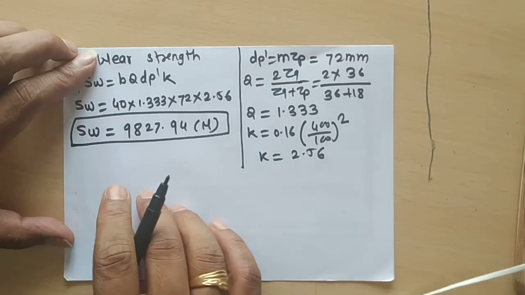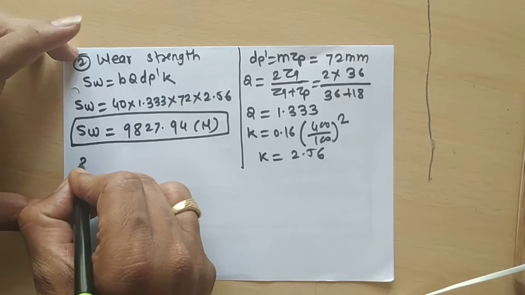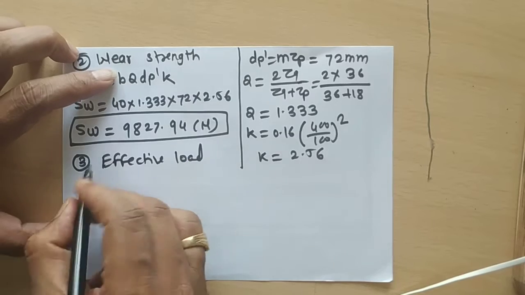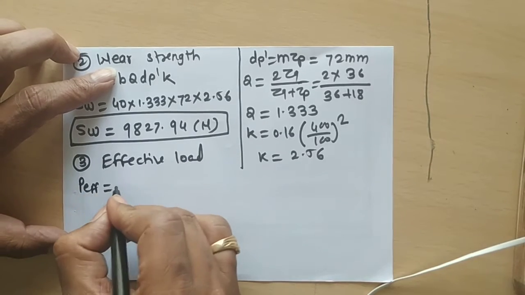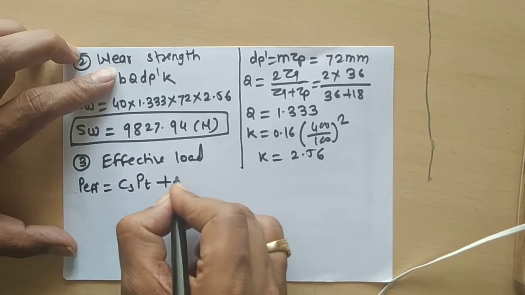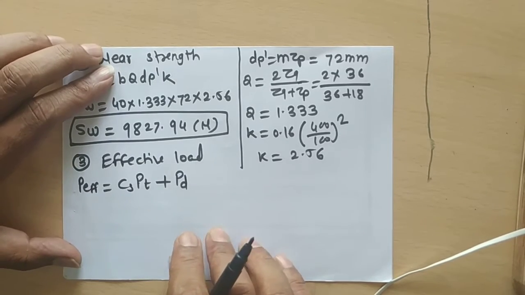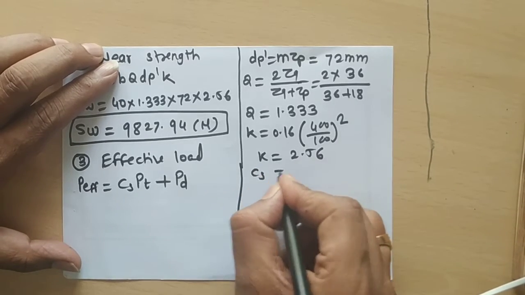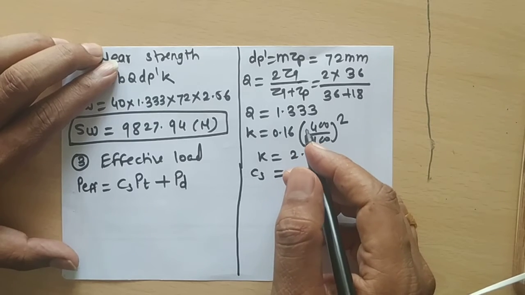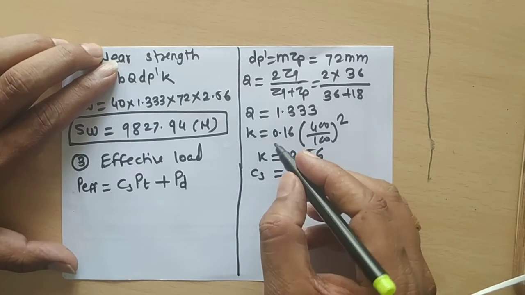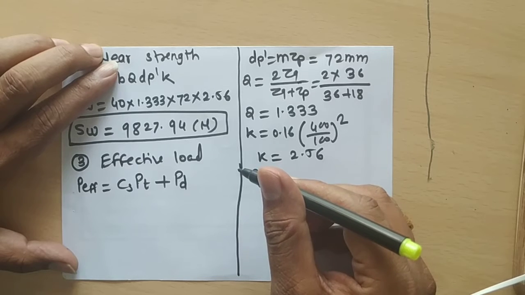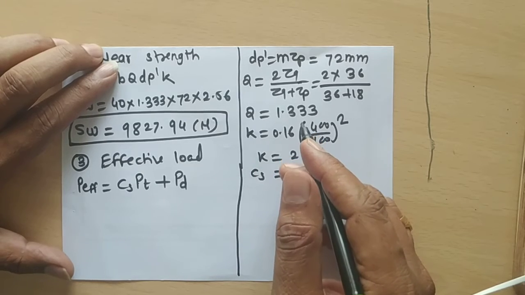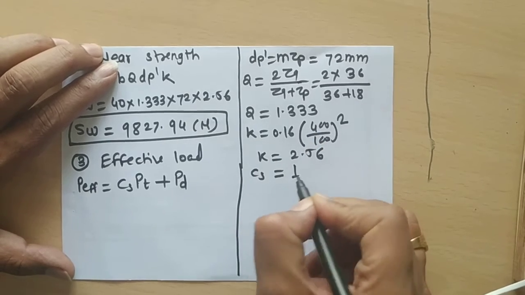Already we have found the beam strength and wear strength. Now the third step, that is the effective load. For this effective load, we have to consider dynamic load. Therefore the equation is CS PT plus PD. Now CS is given in the numerical. The value of CS is taken as 1.